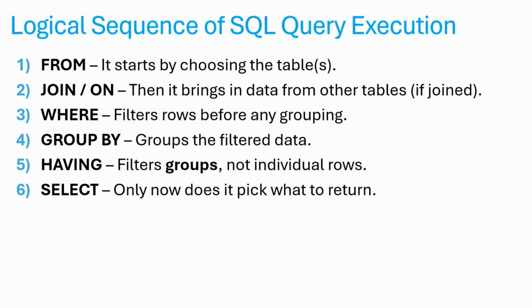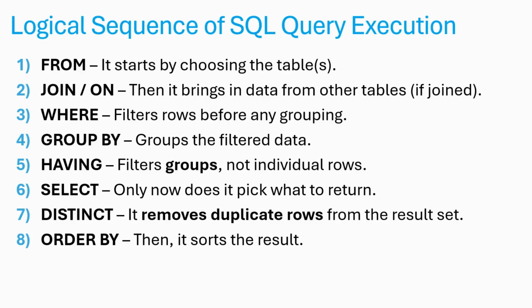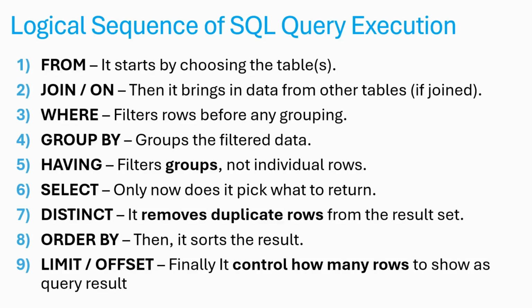After that, select. Yes, in our query we write select at the very first, but in the SQL execution sequence it executes after applying all the joins and filters. So using select we pick the resulting data. Now, if we are using any distinct in our query, then after picking the resulting data, it removes the duplicates. Then after removing the duplicates, it sorts the result, and at the end executes limit or offset to control how many rows we want to display in our result. So this is the logical sequence of any SQL query execution.